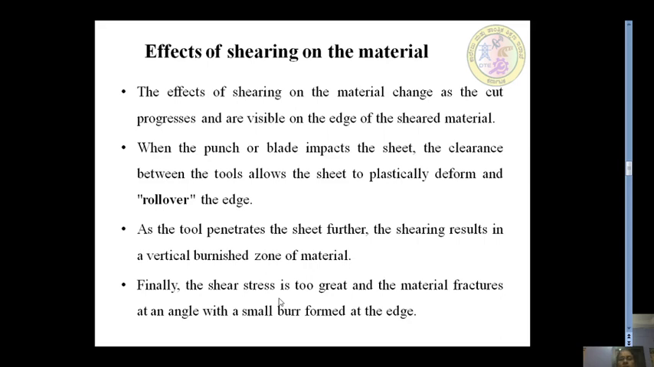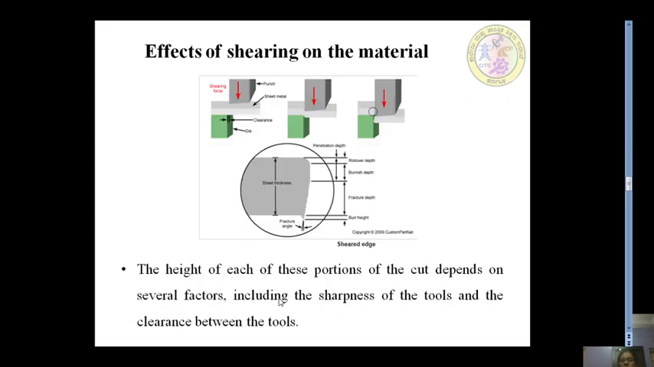So, effects of shearing on the material. The effects of shearing on the material change as the cut progresses and are visible on the edge of the sheared material. When the punch or blade impacts the sheet, the clearance between the tools allows the sheet to plastically deform and roll over the edge. As the tool penetrates the sheet further, the shearing results in a vertical burnished zone of the material. Finally, the shear stress is too great and the material fractures at an angle with a small burr formed at the edge.